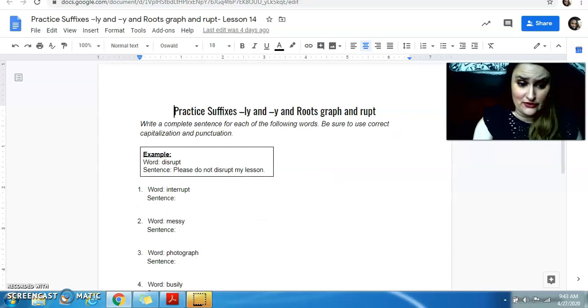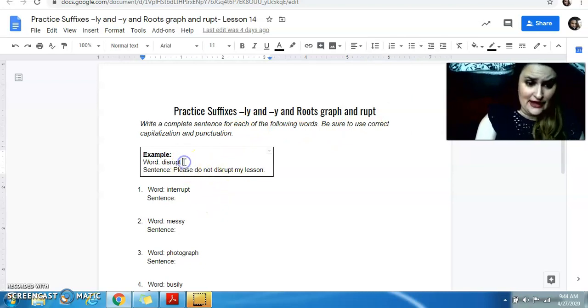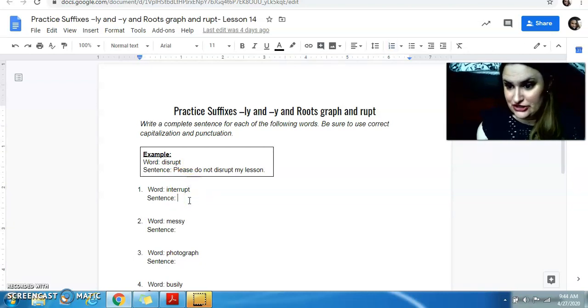You are also going to complete this Google Doc. You are going to write a sentence for each of these words. Make sure your sentence has correct capitalization and punctuation. So for example, if I was given the word disrupt, my sentence would be: Please do not disrupt my lesson. And for this word, interrupt, you are going to write a sentence with the word interrupt in it. Make sure it's used correctly. Make sure that everything is capitalized and punctuated correctly.